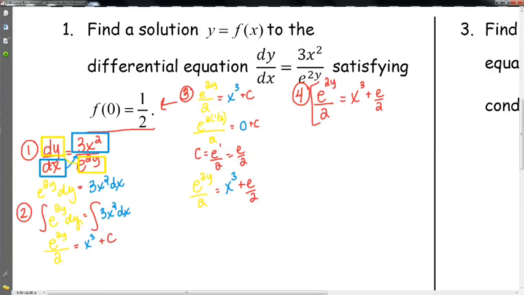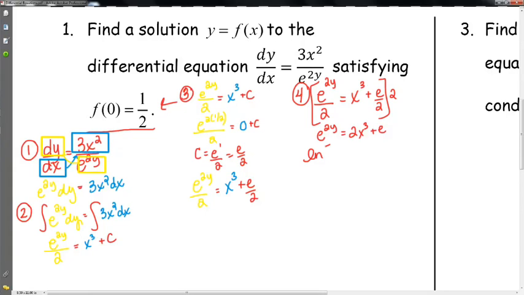So the first thing I'm going to do is get rid of the denominator, and I'm going to do that by multiplying everything through by 2. That gives me e to the 2y is equal to 2x to the third plus e. Now I'm going to take the ln. In order to get to the exponent, I need to get rid of a base e, and I do that by taking the ln of both sides.